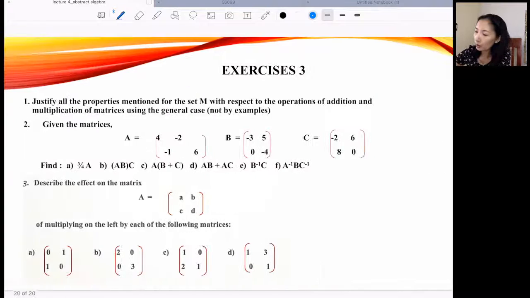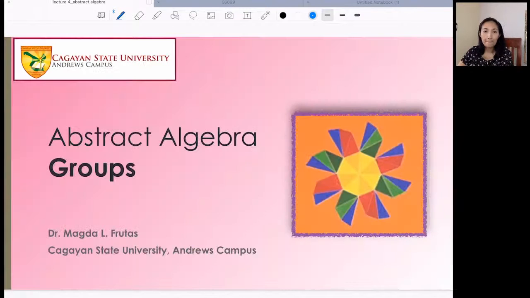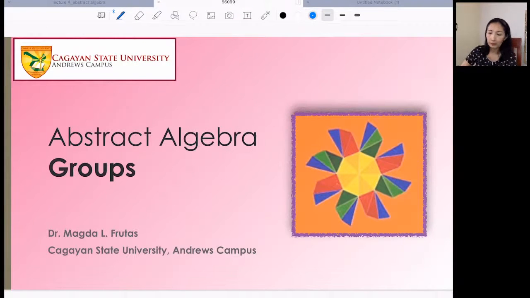Now we move on to the next. From your set of 2 by 2 matrices, I will introduce another system to you called the set of symmetries of a square, or motions on the plane. But before that, let's first define what a group is. So from binary operations, we're moving on to groups.